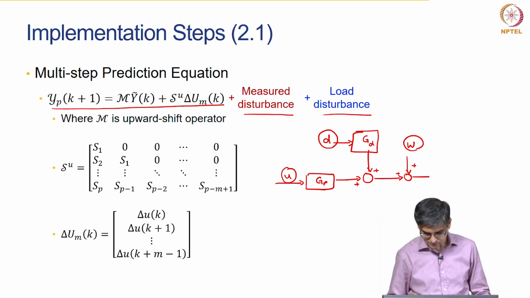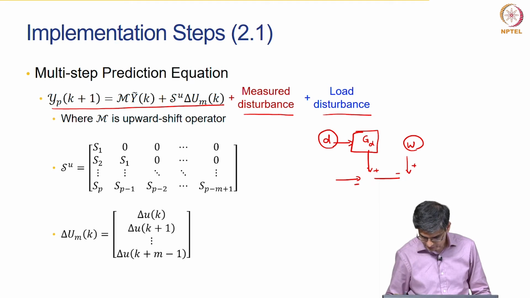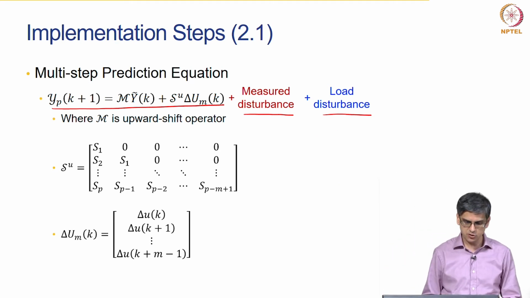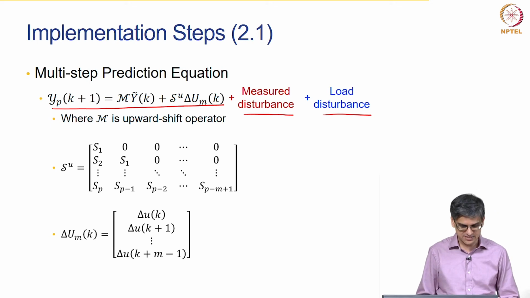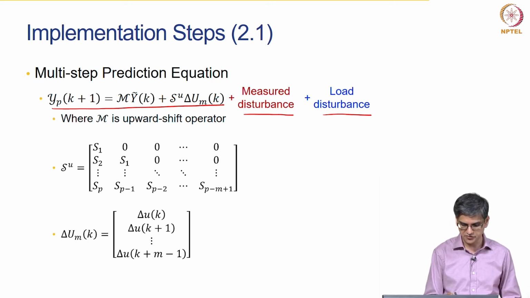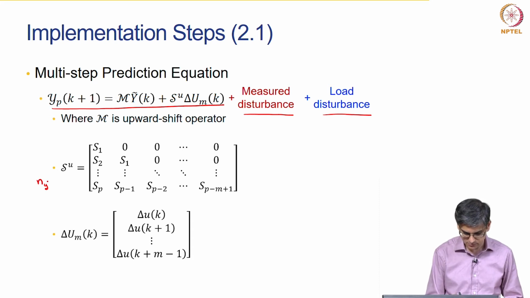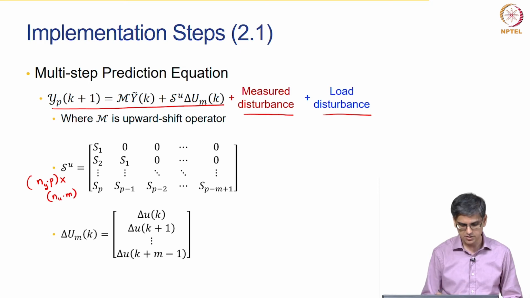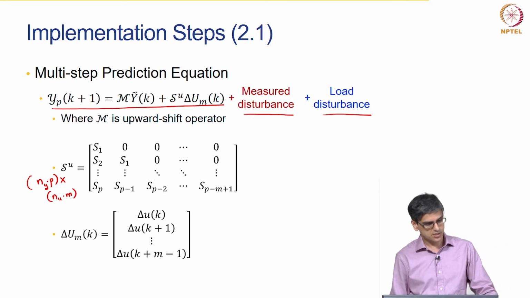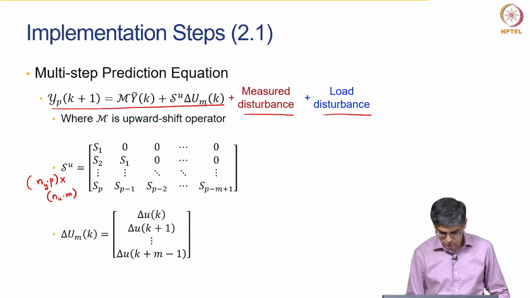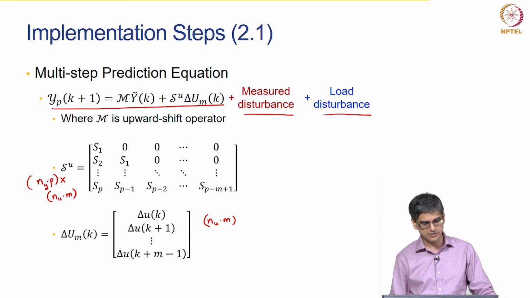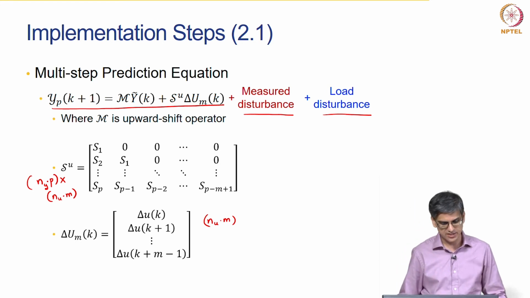Okay. I will erase all of this. Okay. And this is how your big S looks like, which is an NY times P cross Nu times M matrix. Okay. And your delta Um is going to be Nu times M vector. Okay. We have done that already.